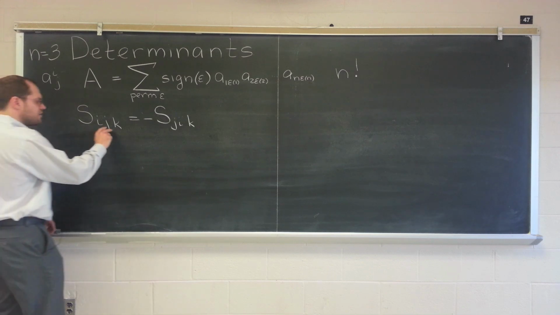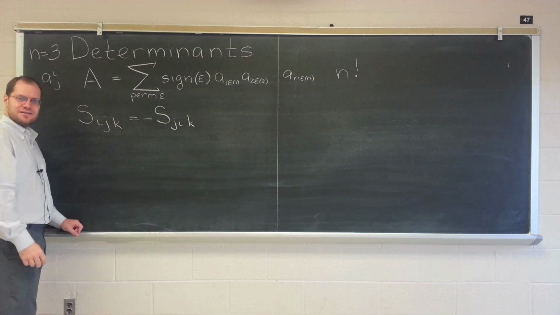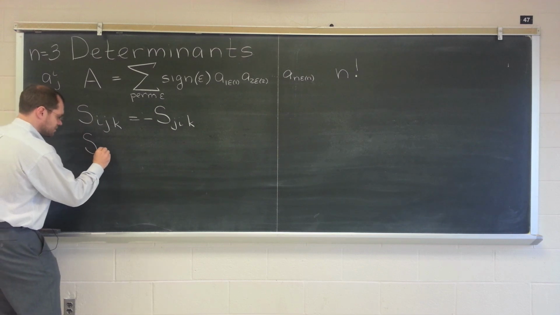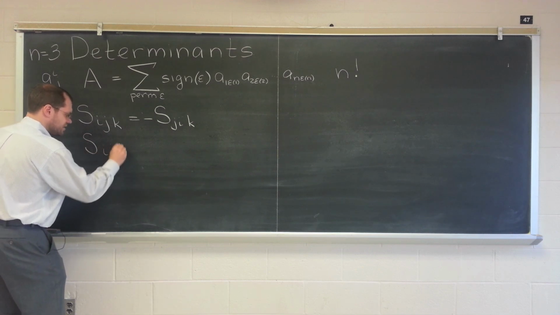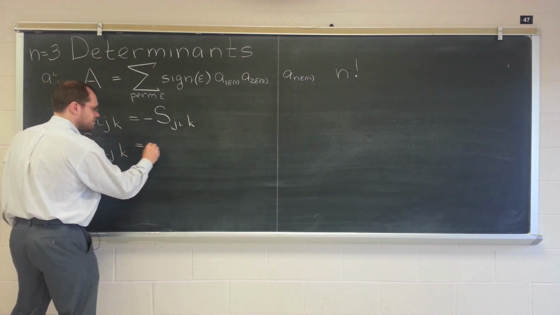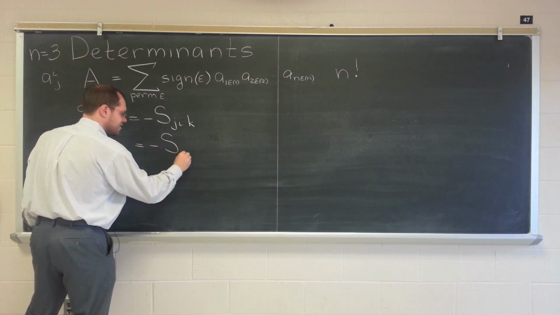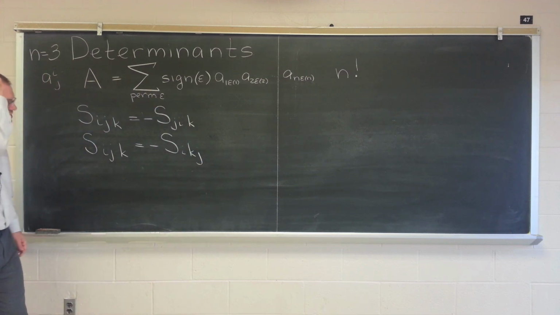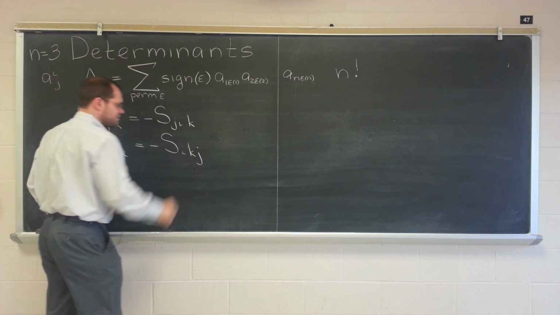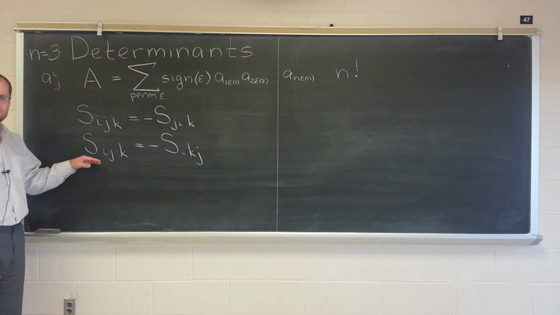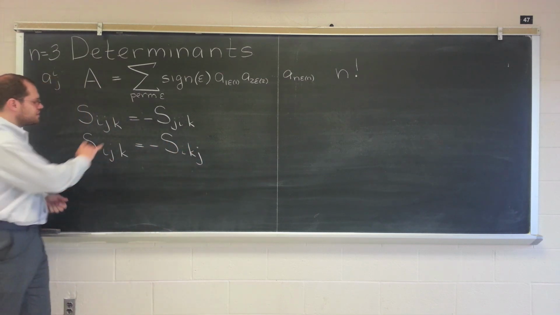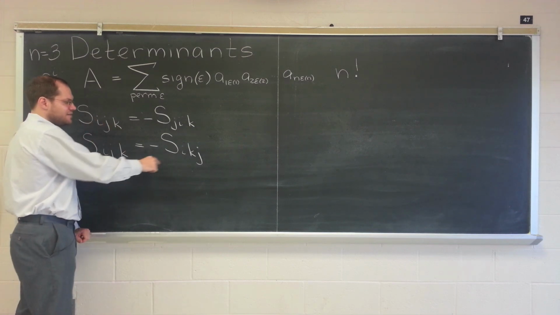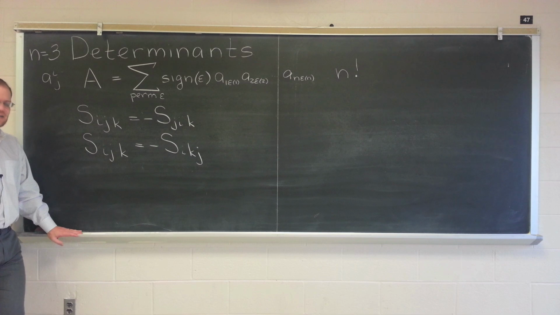And also, if we switch the second two indices, the same property would be observed. S_ijk equals minus S_ikj. So it's easy to show that if the system has these two properties, then it also has the property that if we were to switch the first and the third indices, then the value would also become negative of each other.